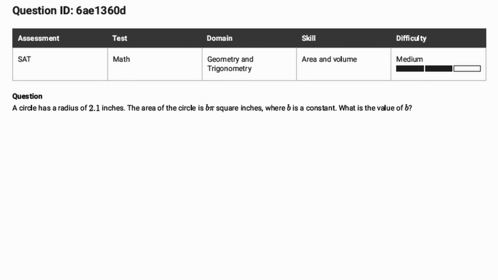If the radius is 2.1, we can just plug that into our equation. Area equals pi r squared. Pi times 2.1 squared. 2.1 squared is 4.41, and the area of the circle is 4.41 pi. But that's not what the question is asking for. It's asking for b, and so b is simply just 4.41 here.